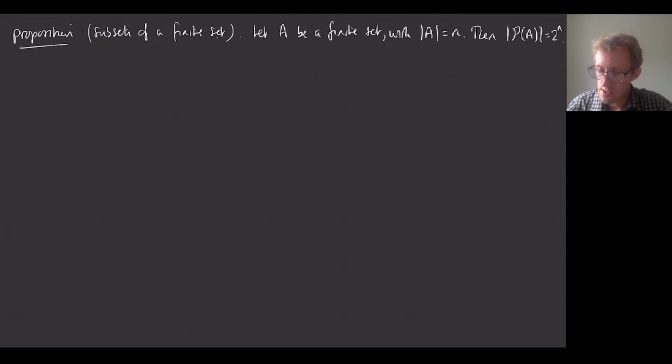Okay, and there is quite an easy way to see this. If you think about how you produce a subset of A, if A has n elements, then you could go through each of the n elements and decide whether you're going to put it in the subset or not. So that's like a binary choice for each element of whether you put it in or not. And if there's n elements, that gives you 2 to the n different choices for whether to put the elements in or out.